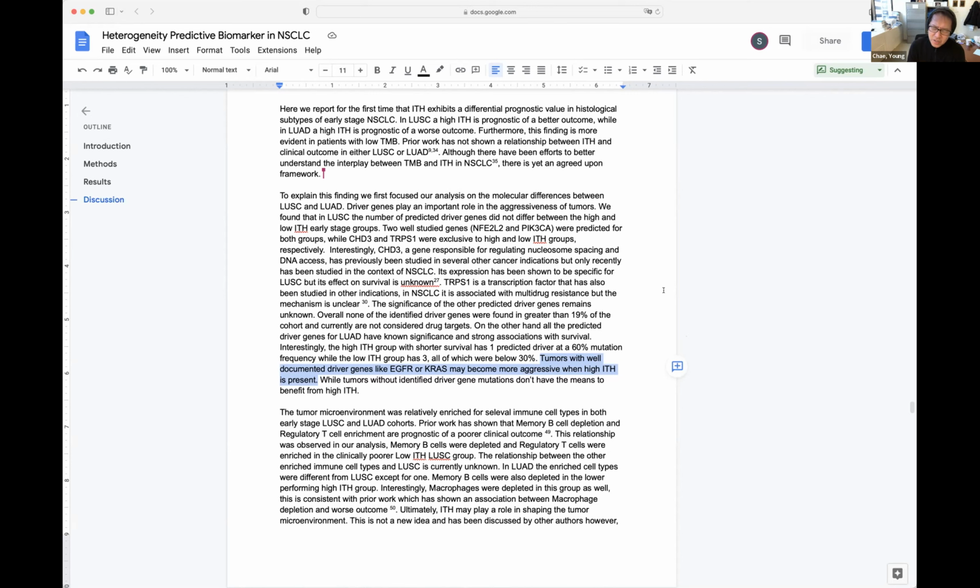And every driver mutation is different. Because this is early stage, EGFR means a worse outcome here. Yeah. But EGFR in stage 4 is the best outcome because of the targeted therapy. It's like HER2 breast cancer. Without therapy, HER2 is aggressive. With many good therapy options, HER2 has a good prognosis. So here, we're not talking about therapy at all. We're talking about early stage driver-rich or driver-addicted lung cancer. Yeah.